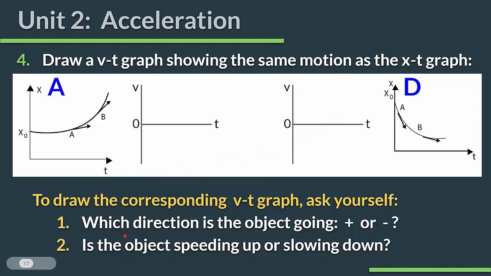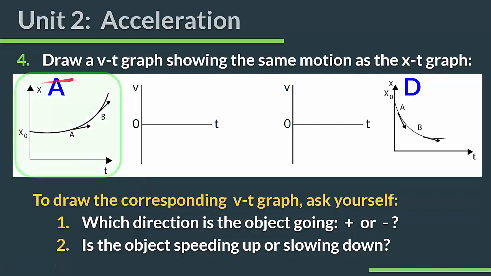But if we have a change in our velocity, then that's going to appear as a sloped line on these graphs. Okay, so if we want to draw a VT graph that shows the same motion as the XT graph, to draw a VT graph, ask yourself two questions. Which direction is the object going? Is it going forward or backwards?